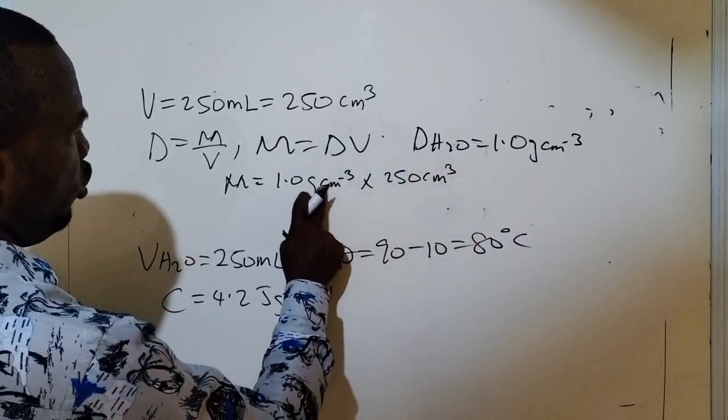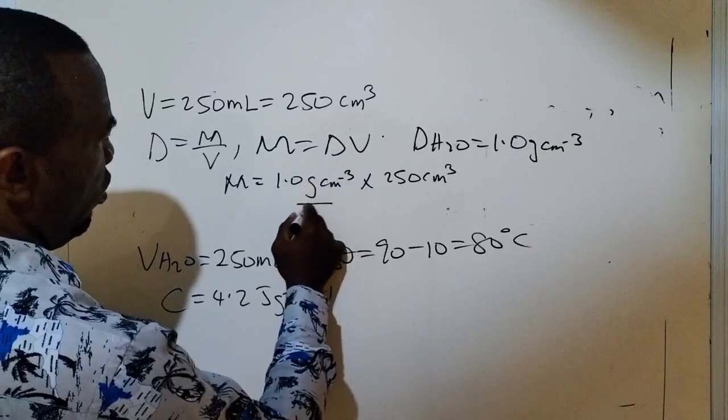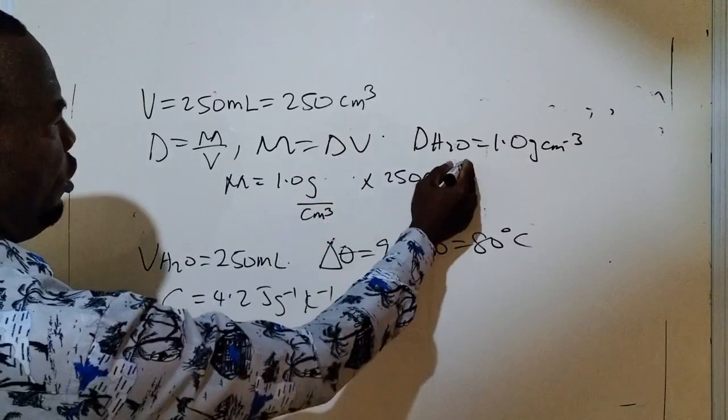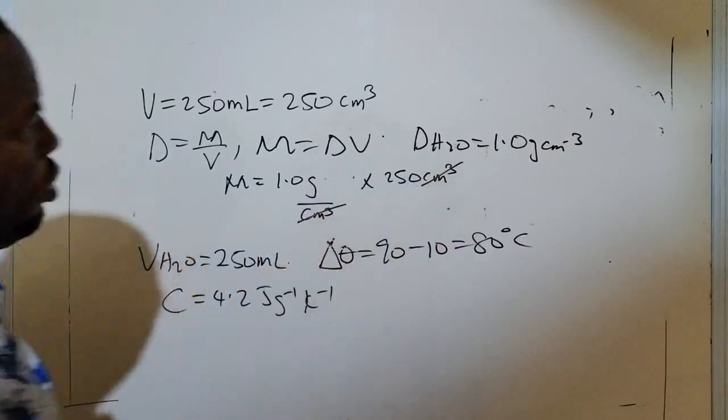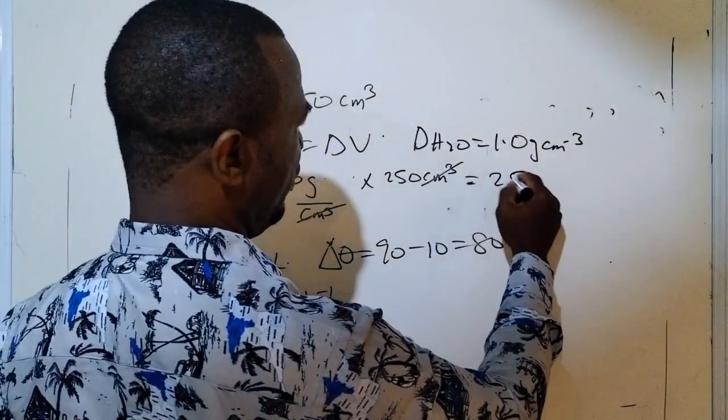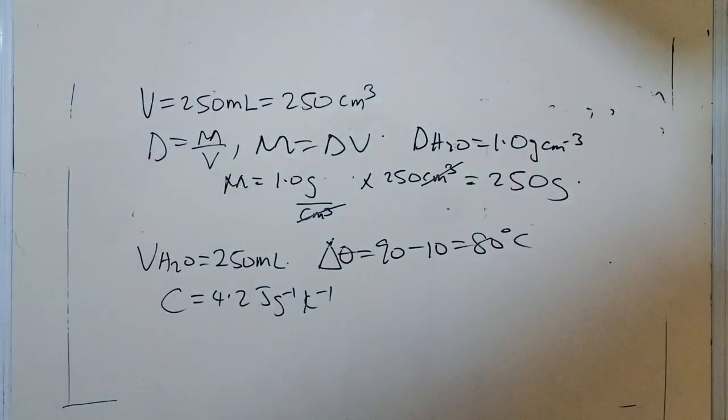And you know that per cm cube, the negative sign also means over cm cube. So it's the same thing as that. So cm cube cancels cm cube. We now multiply 250 by 1. The mass of water is 250 grams. So having obtained the mass of water, we can go ahead to calculate the heat supplied to the water.